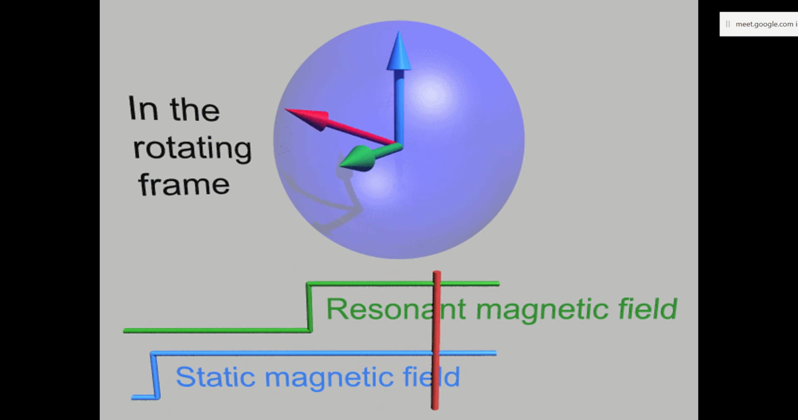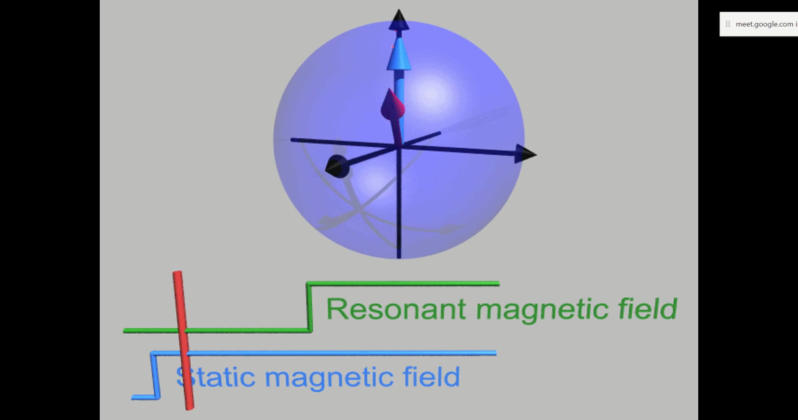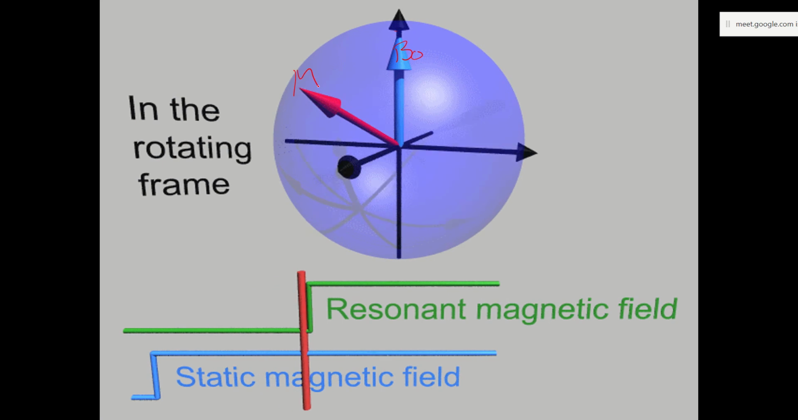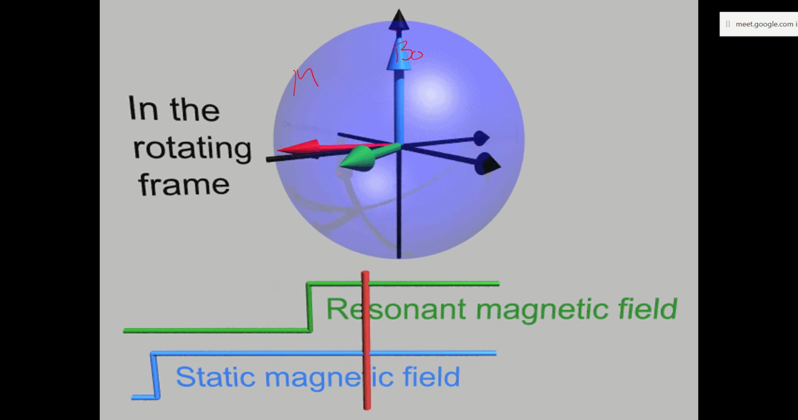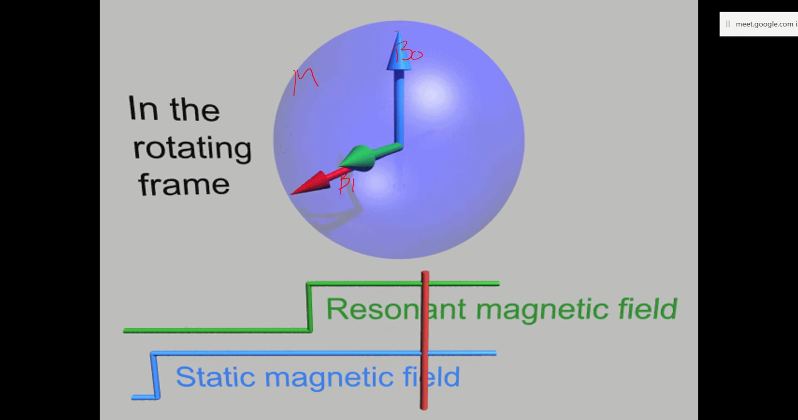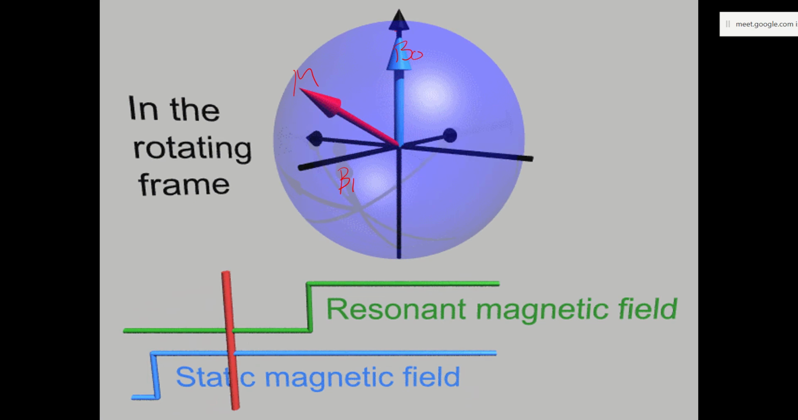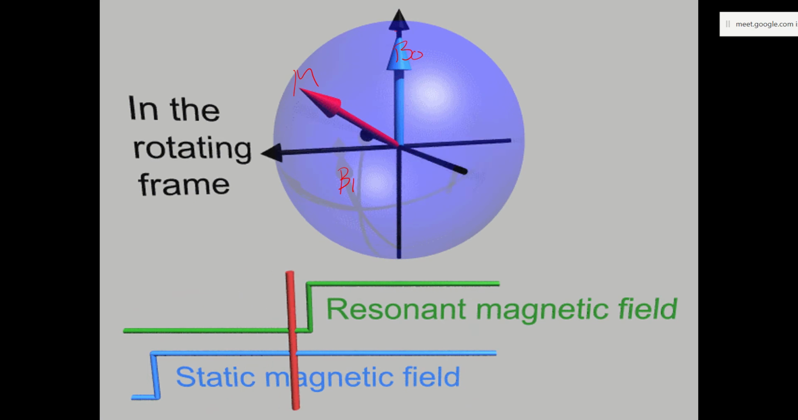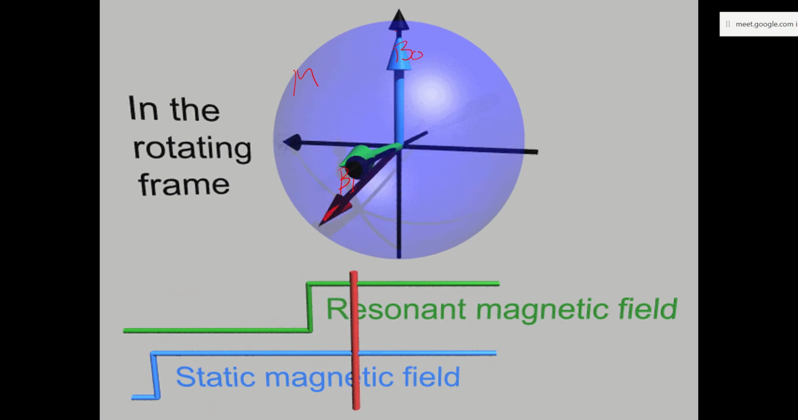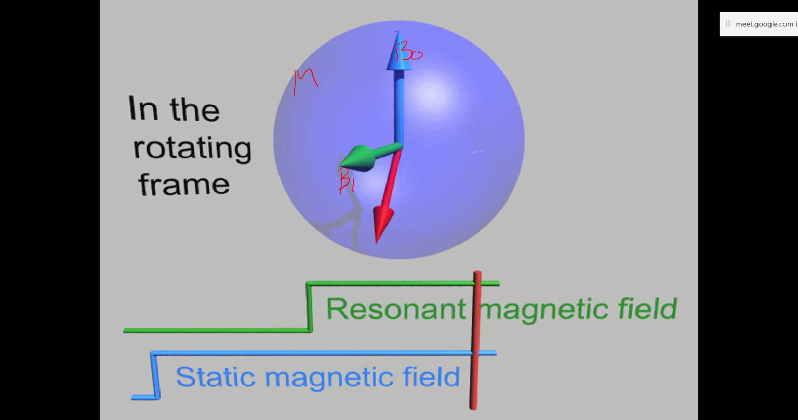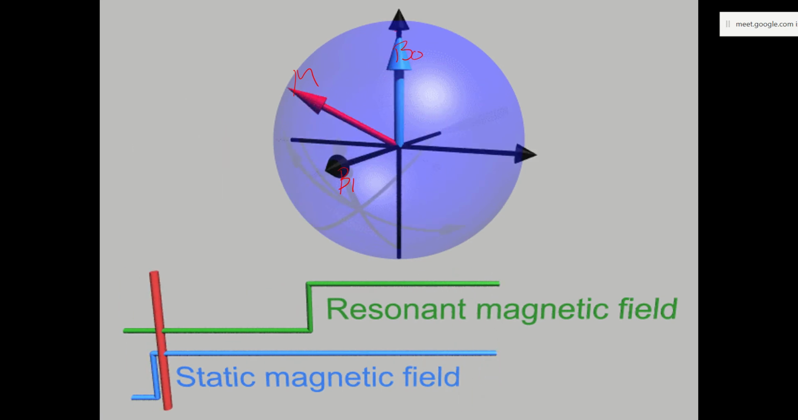This was B0, the blue one. This is your M, and this one is your B1. This is what we were talking about. So there is another precession that is now set up when we are looking from the rotating reference frame, or when we apply a circularly polarized electromagnetic wave, the radio wave, along the same line.